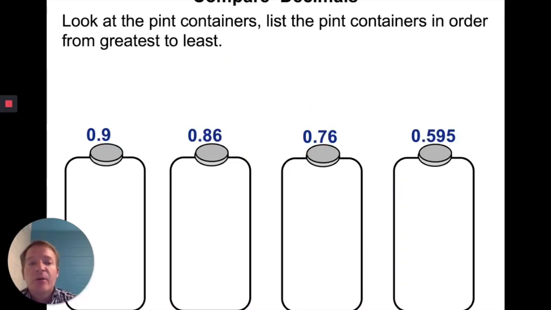Okay, let's look at another one. The first thing we do is look at the number to the right of the decimal point. We have a 9, we have an 8, we have a 7, we have a 5. And you may think, because there's 3 digits after the decimal point on 0.595, or 595 thousandths, that it's bigger. That doesn't matter. You just look to the number to the right in the tenths place. So, guess what?